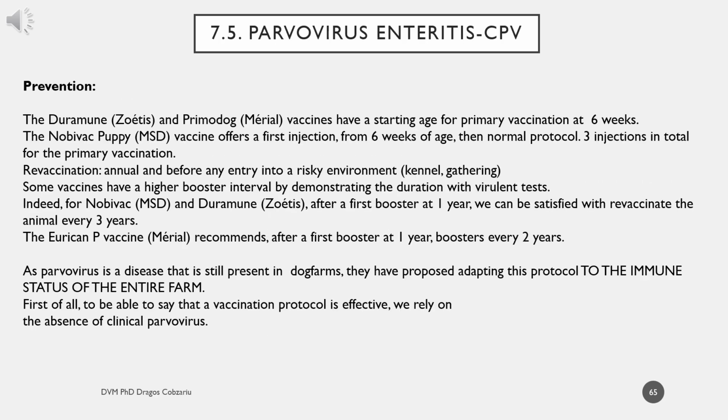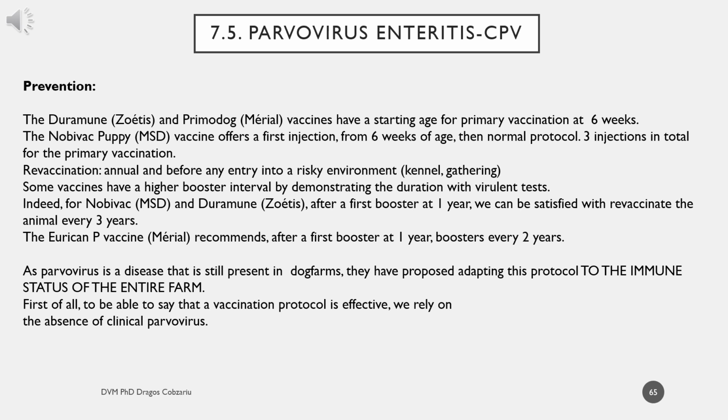Prevention. The Duromon, Zoetis, and Primodog, Merial, vaccines have a starting age for primary vaccination at 6 weeks. The Nobivac Puppy, MSD, vaccine offers a first injection from 6 weeks of age, then the normal protocol, with 3 injections in total for the primary vaccination. Revaccination is annual and before any entry into a risky environment.